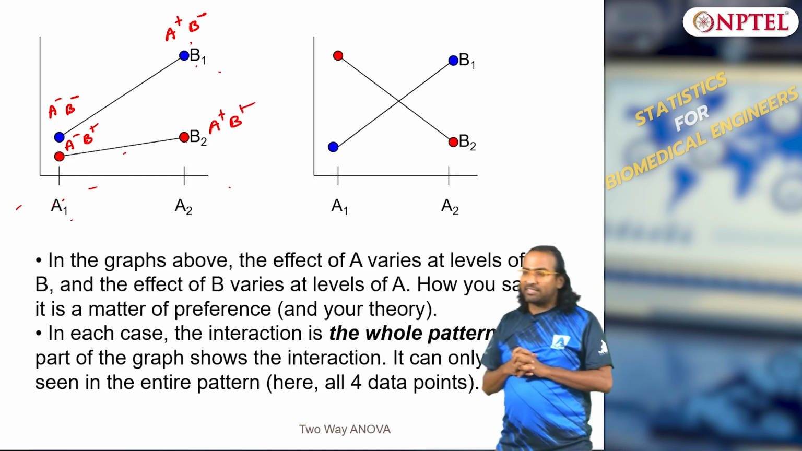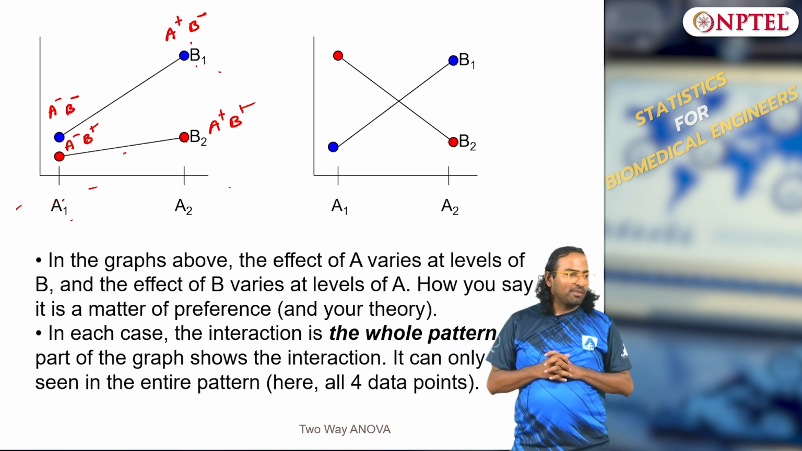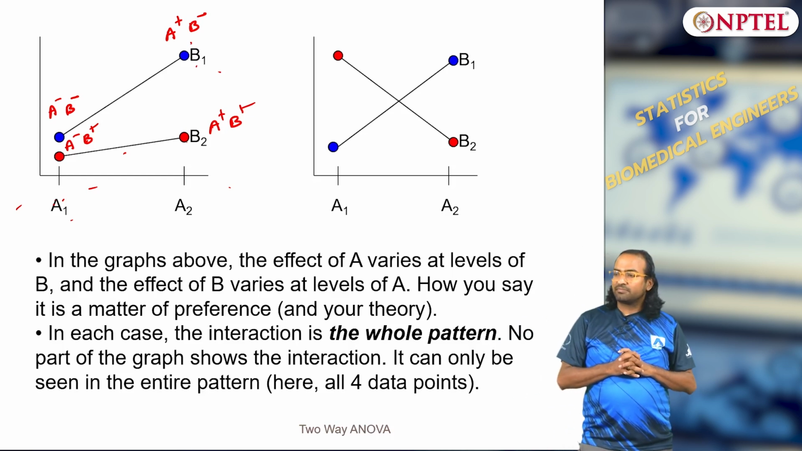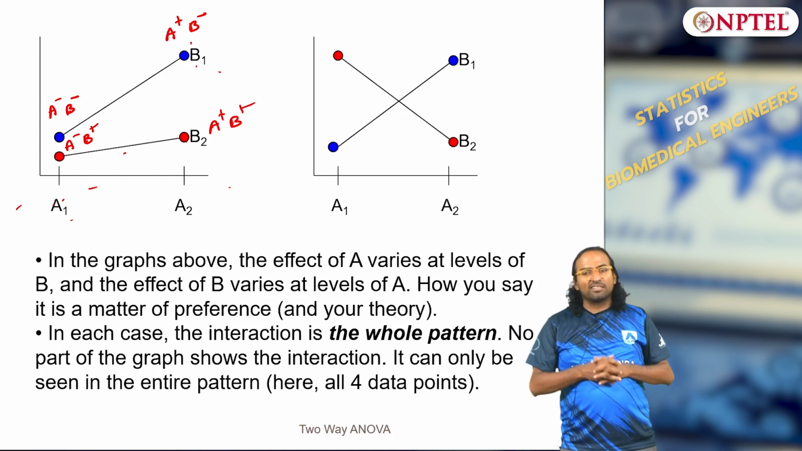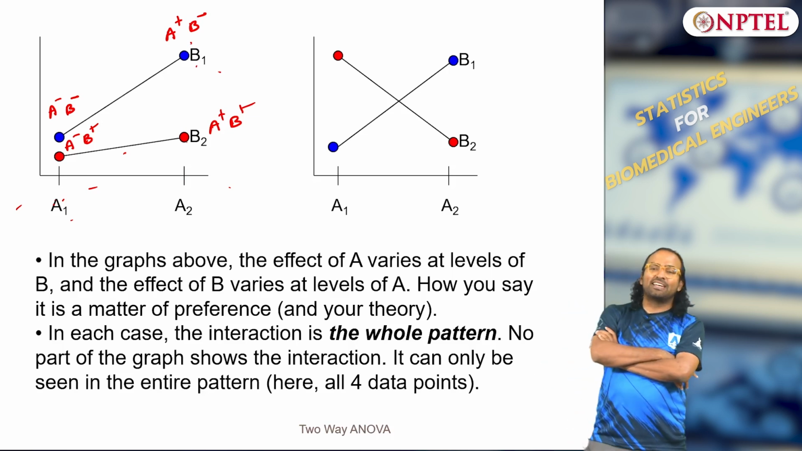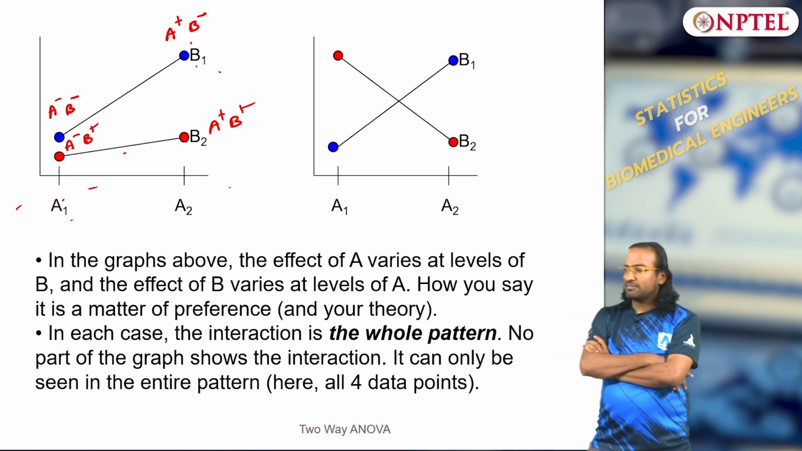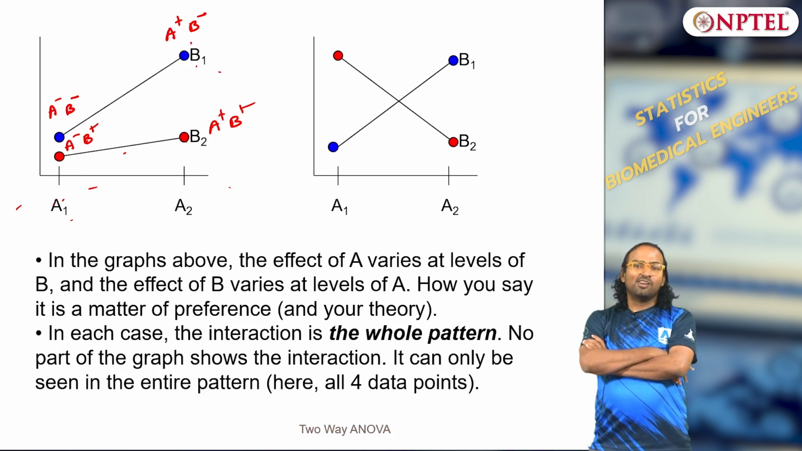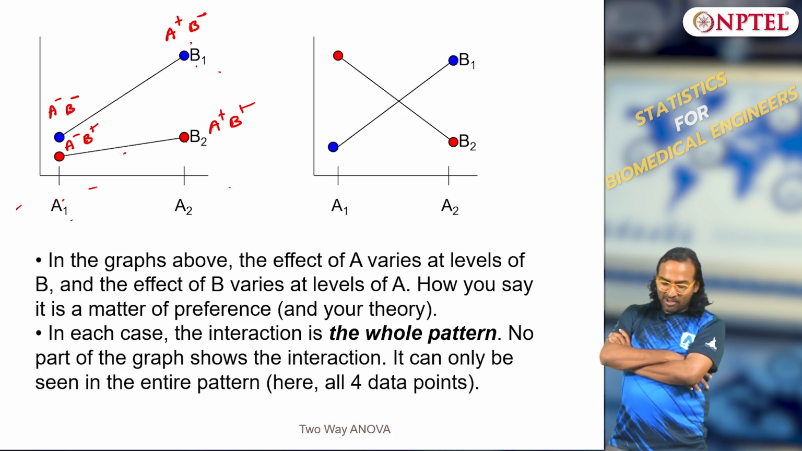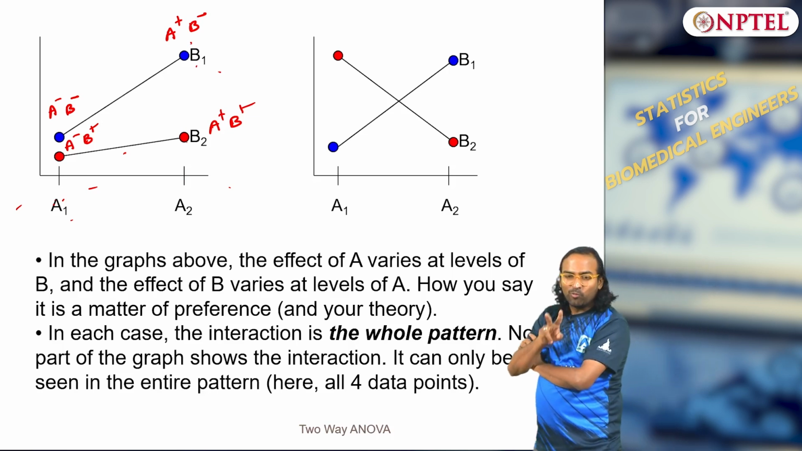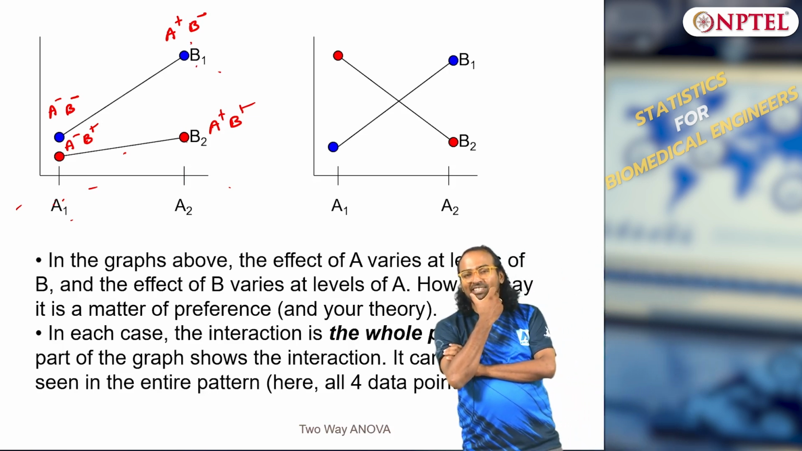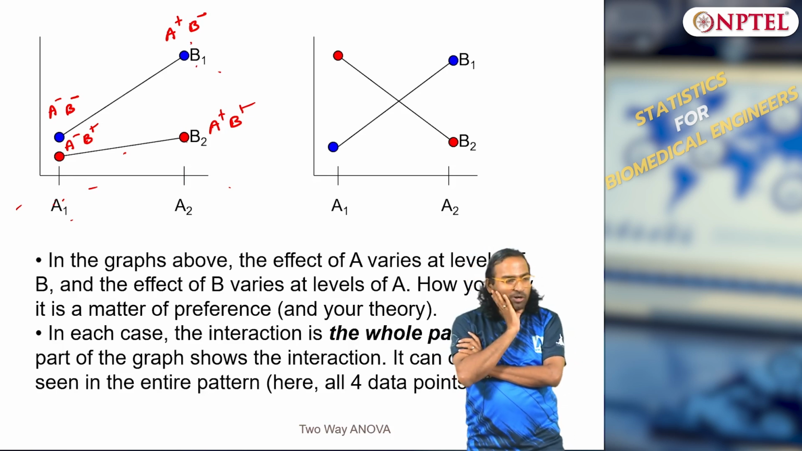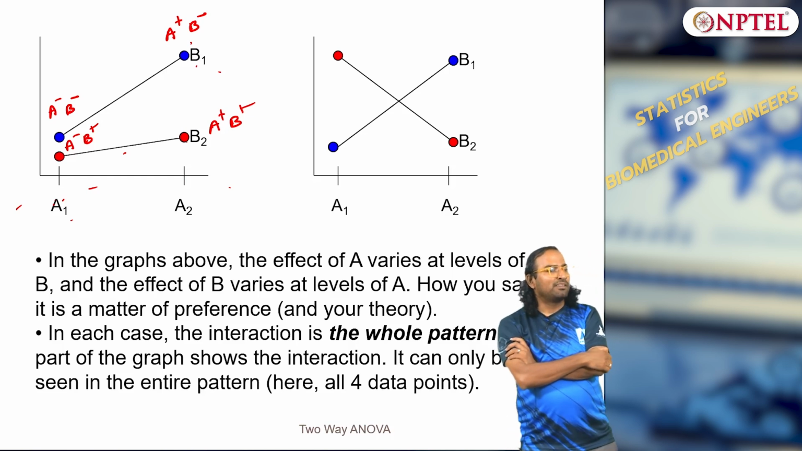How do you quantify interaction? How do you say whether there is an interaction or not? Just look at this, how do you say whether there is a significant interaction or not? You understand my question? You have 2 factors, I do not want individual effects, I want to know whether there is an interaction or not. How do you do that? Think about it.